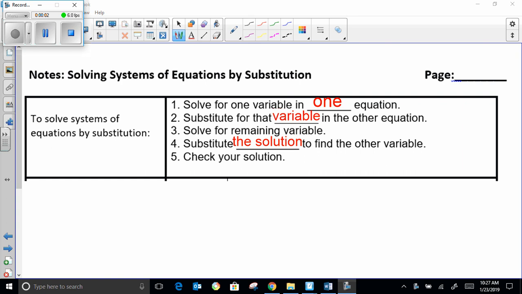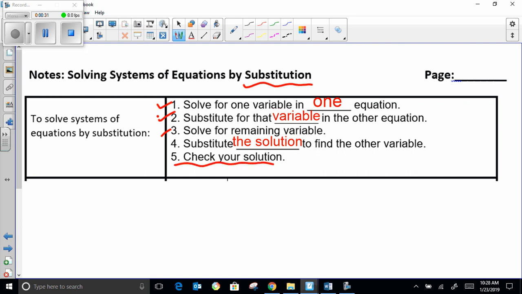Okay, so in today's class, we want to talk about solving systems of equations, and we want to solve systems of equations by substitution. So fill in your notes. Solve for one variable in one equation, substitute that variable into the other equation, solve for the remaining variable. Substitute your solution to find the other variable, and then check your solution.